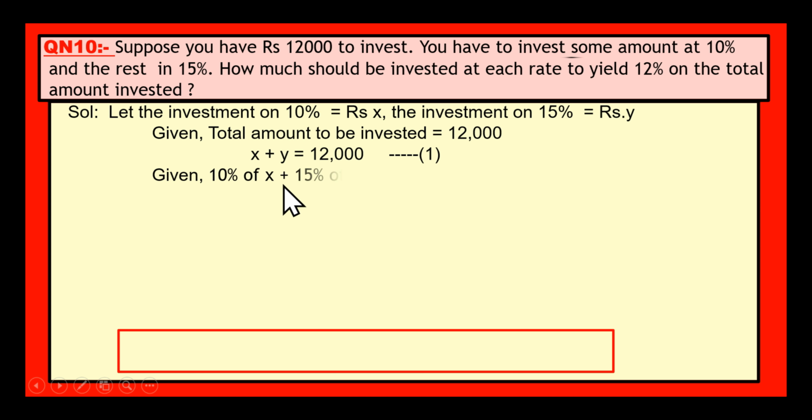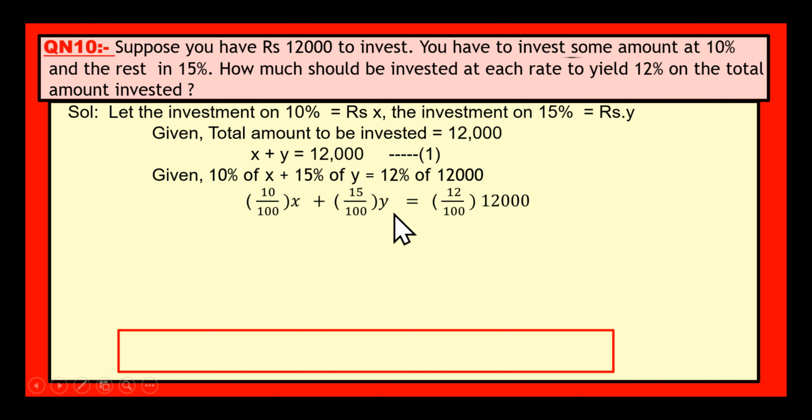We have given that 10% of x plus 15% of y should be equal to 12% of 12,000. What is 10%? 10% means 10 by 100 into x and 15% means 15 by 100 into y is equal to 12% means 12 by 100 into 12,000. You can cancel 10 in 100 10 times. 1 by 10 times of x. I can cancel 5 in 15 3 times, 5 in 100 20 times, 3 by 20 times of y is equal to these two zeros and these two zeros may be cancelled. 12 into 120 will be 1440.